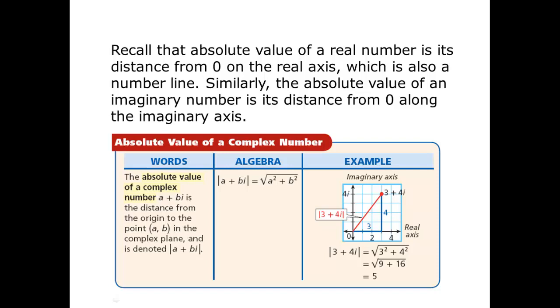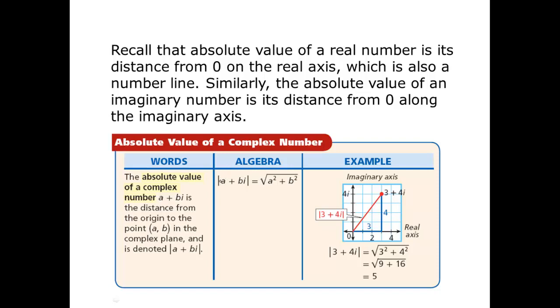Okay, so the absolute value of a complex number, a plus bi, is the distance from the origin to the point (a, b) in a complex plane, and is denoted |a + bi|. Okay, the complex plane, that's the coordinate plane that we just graphed our examples on.